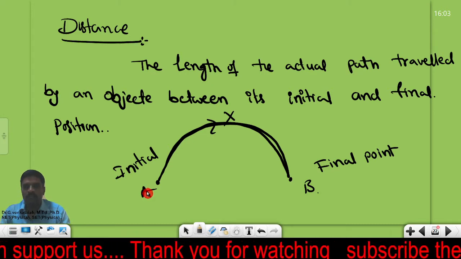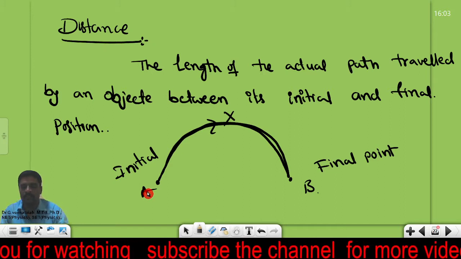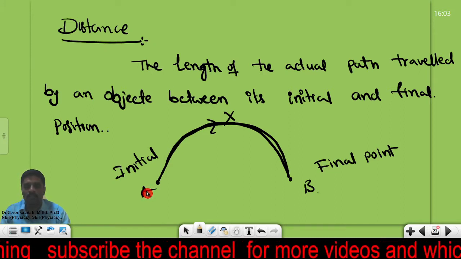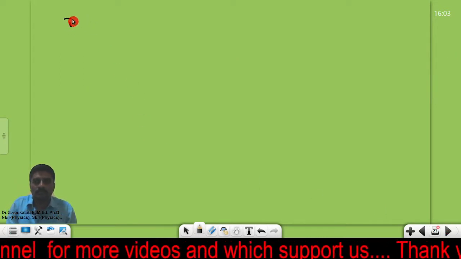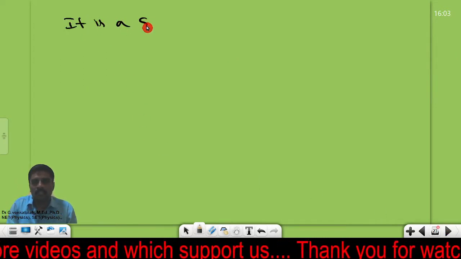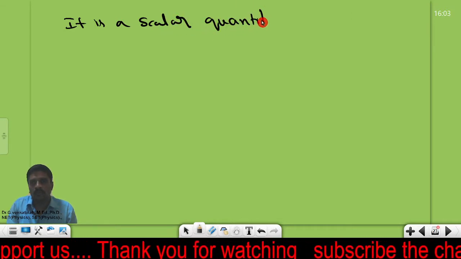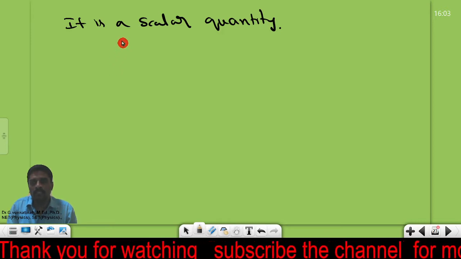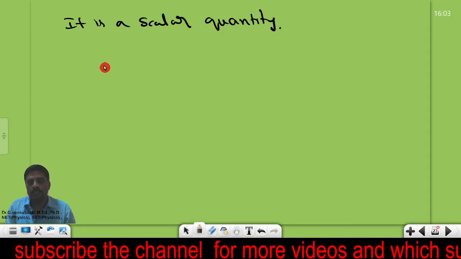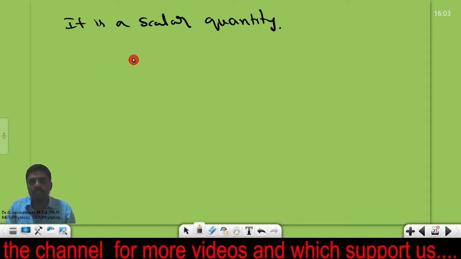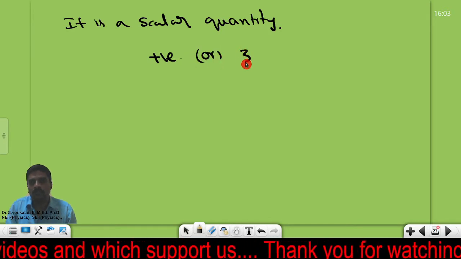That means in distance we are not discussing the direction. Distance is a purely scalar quantity. A scalar quantity has only magnitude, it does not have any direction. So as distance is a scalar quantity, its value is always positive or it may be 0.